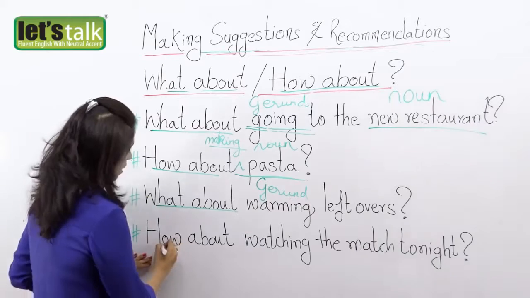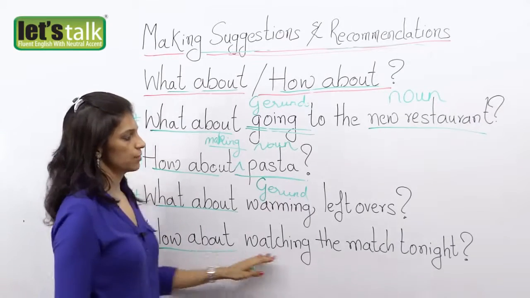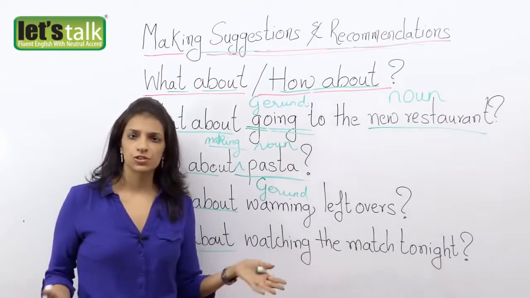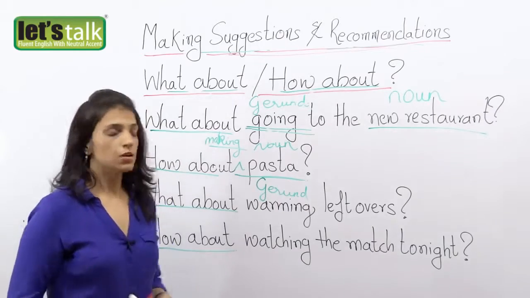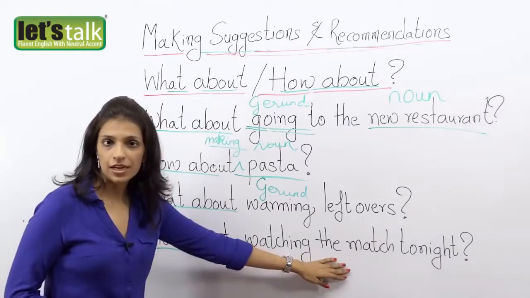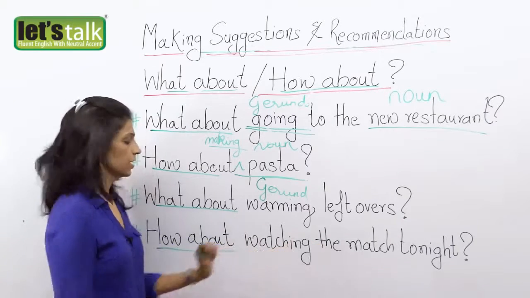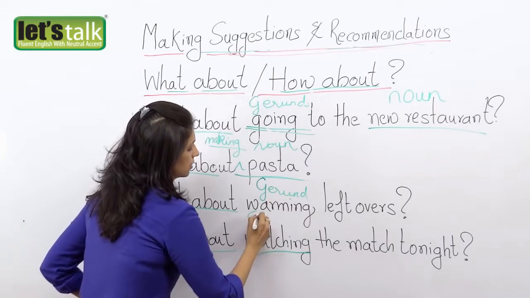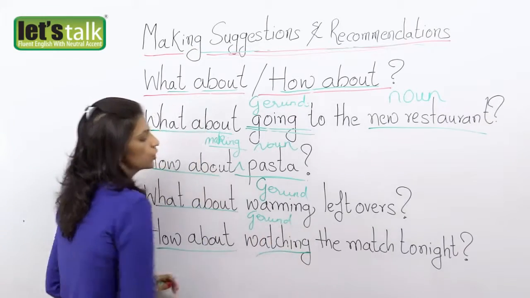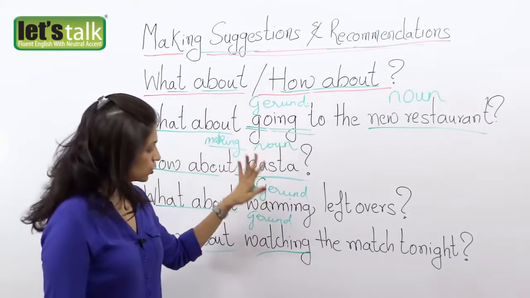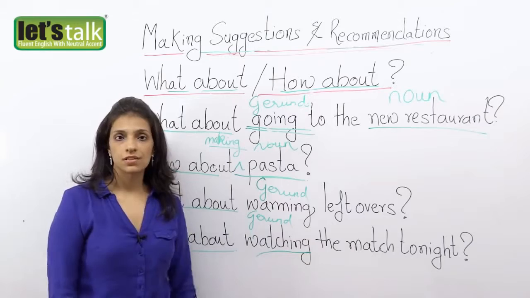In my next example, how about watching the match tonight? Okay, so what should we watch tonight on television? So you say, okay, how about watching the match tonight? Making a suggestion, you can say how about the match tonight. Okay, here I've used the gerund, but again you are free to drop the gerund and just use the noun.